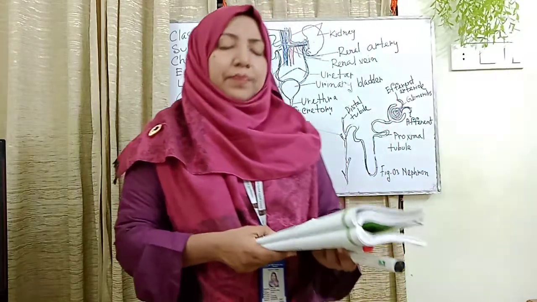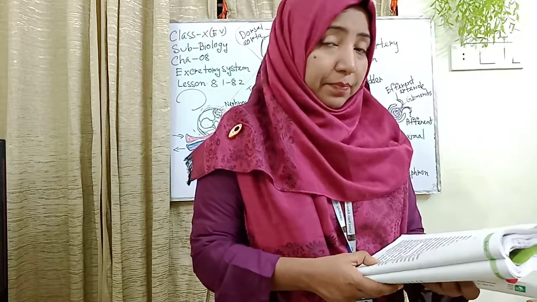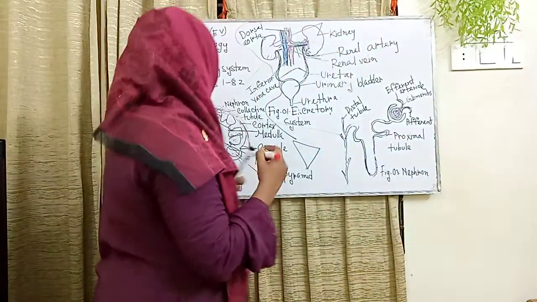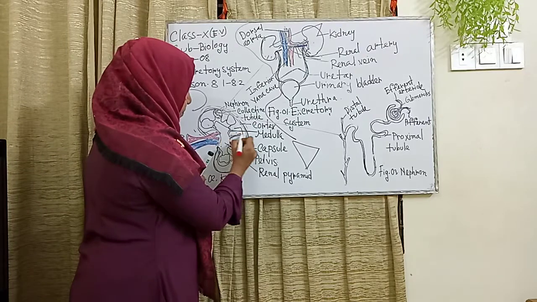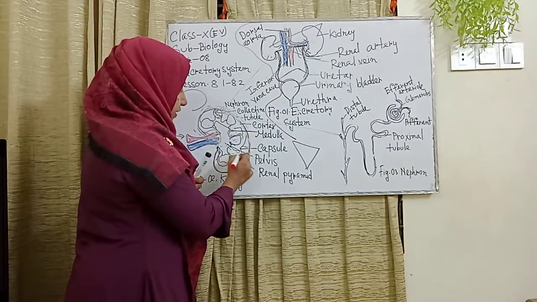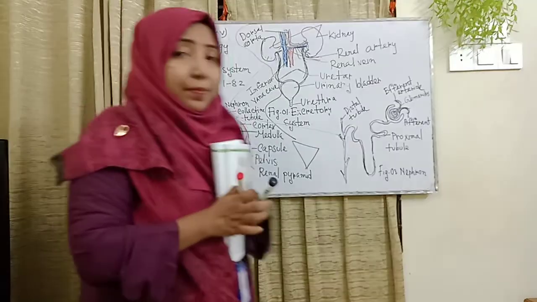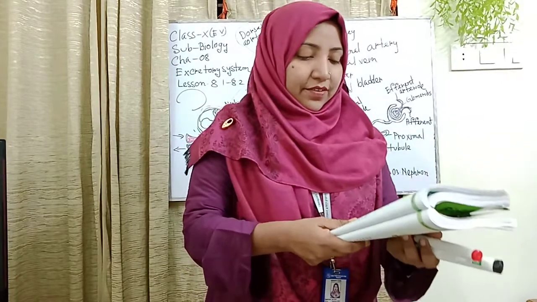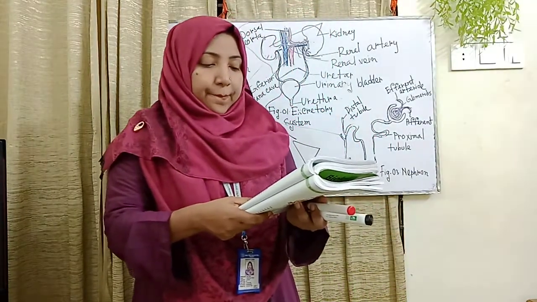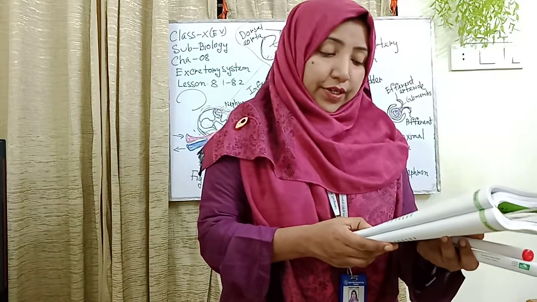The expanded apex of each pyramid is called the renal papilla. This structure is the renal papilla. Again, I repeat: this structure is the renal pyramid and this structure is the renal papilla. This papilla projects directly into the ureter.